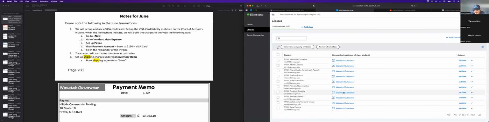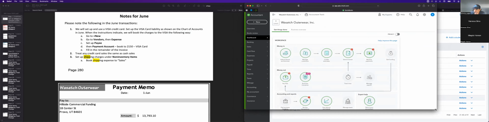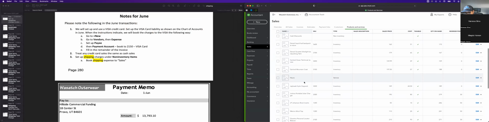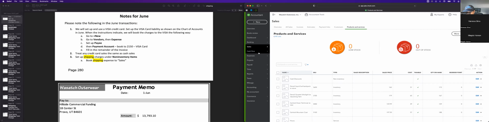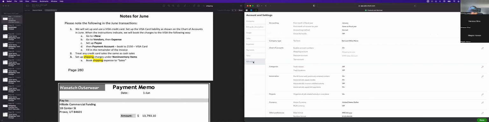Someone asked me the same question, and to be honest with you, I wasn't aware that it automatically created that. I thought it was because of how it was mapped. And in the instructions, it says to set up shipping charges under non-inventory items. I'm guessing we didn't do a product and service for shipping, did we? No, I didn't. That's what I mean. I know there is the option. I just enabled it. I didn't create my inventory one.